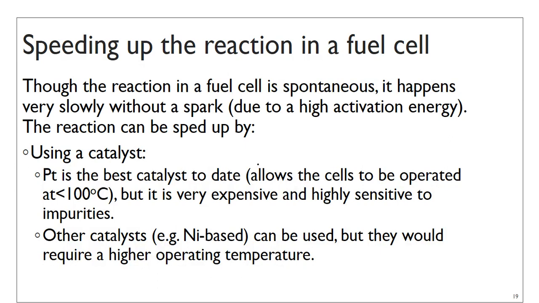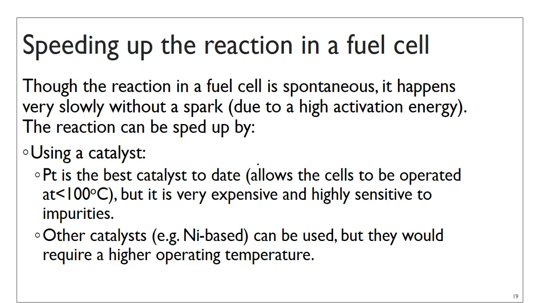Using a catalyst is a much better method to speed up a reaction, because it tends to be quite specific. A catalyst can only speed up certain reactions, so there's a lower chance that you're going to speed up any unwanted reaction. It also allows you to operate the cell at a lower temperature.